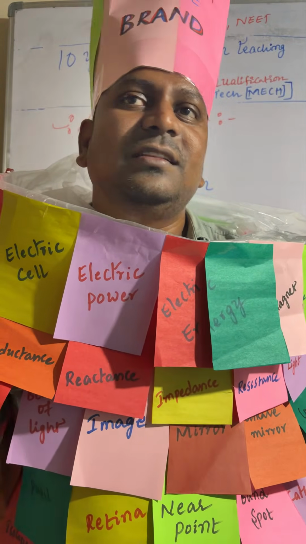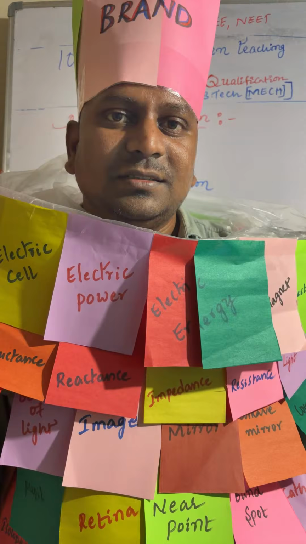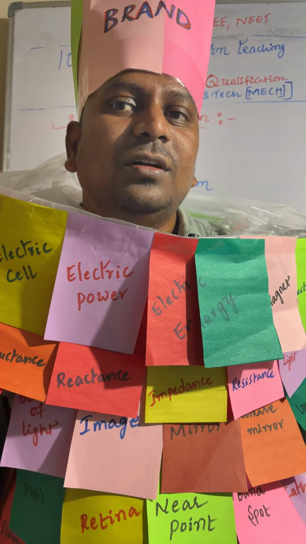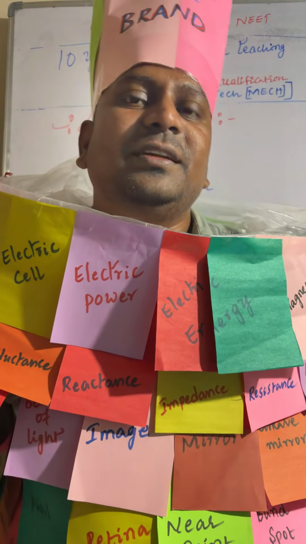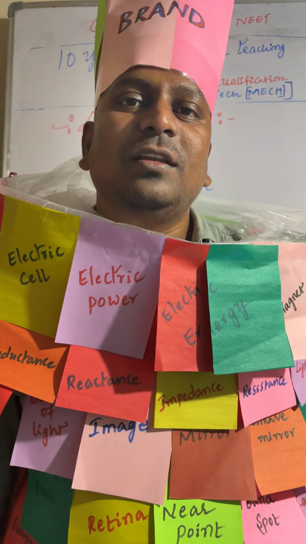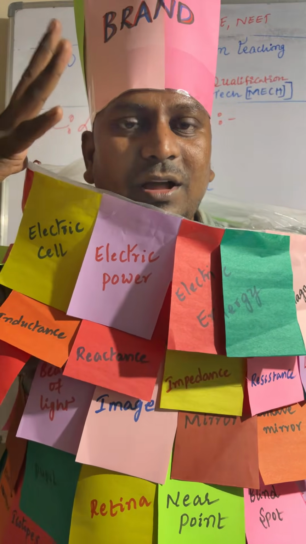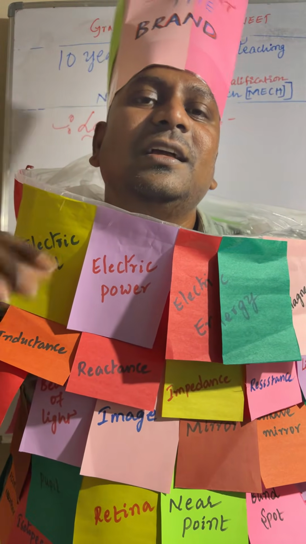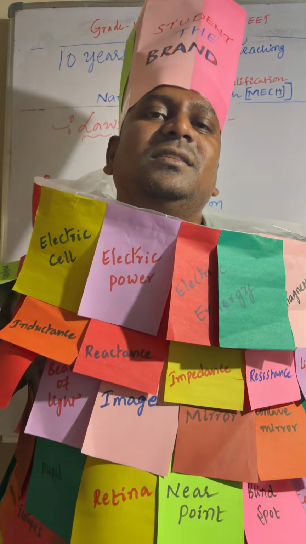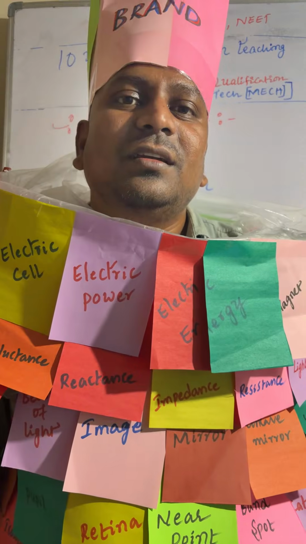One example I'll tell. I'm sitting in the bus. Suddenly the bus starts moving. Then in which direction will we fall? Our upper portion will stay at rest, while the lower portion is trying to move along with the bus. So we will move backward. Understood or not?